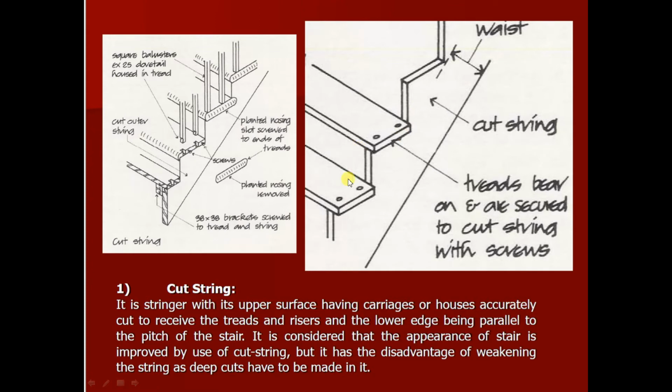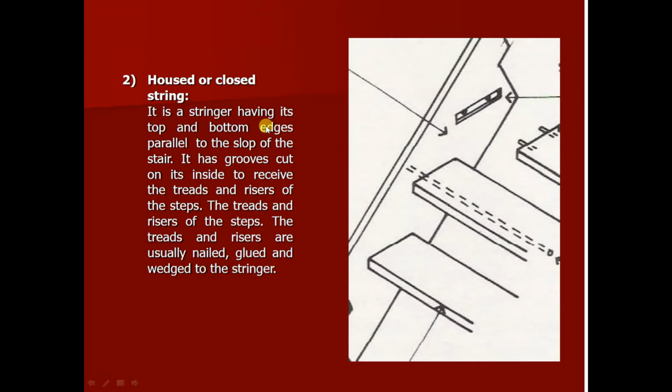And this is a cut string. In this the shape is cut, and this doesn't have a riser, so it is called an open string. The stringer is cut into the shape and the tread is placed on top of it, then these are nailed. For the aesthetics and for cost saving, you can do it. And these are called the housed or closed string which I mentioned again.